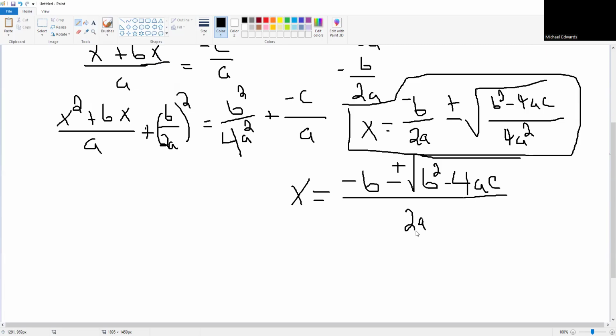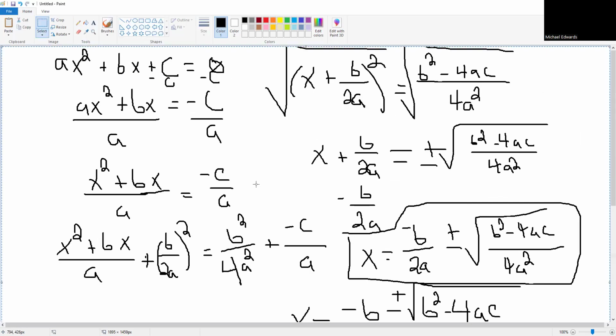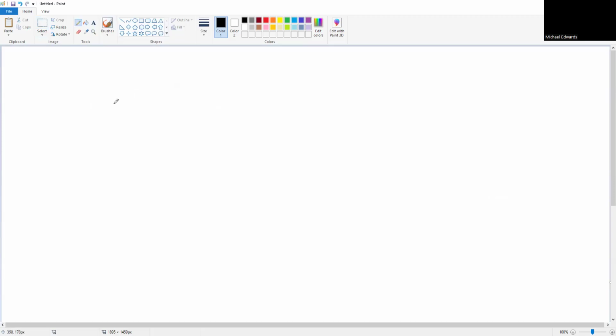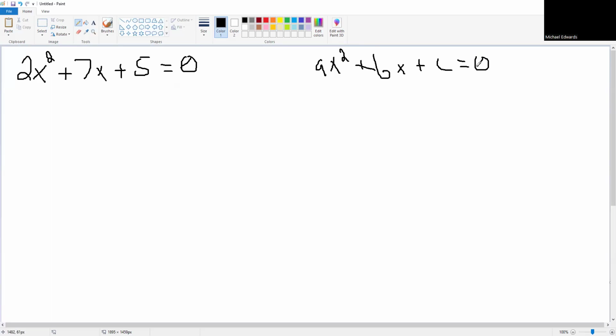Well, now the fun stuff. Given that 2x squared plus 7x plus 5 is equal to 0. This is in standard form. See, it's got the square of the x, the coefficient, equals 0. We know that because of the ax squared plus bx plus c equals 0, that a equals 2, b equals 7, and c equals 5.